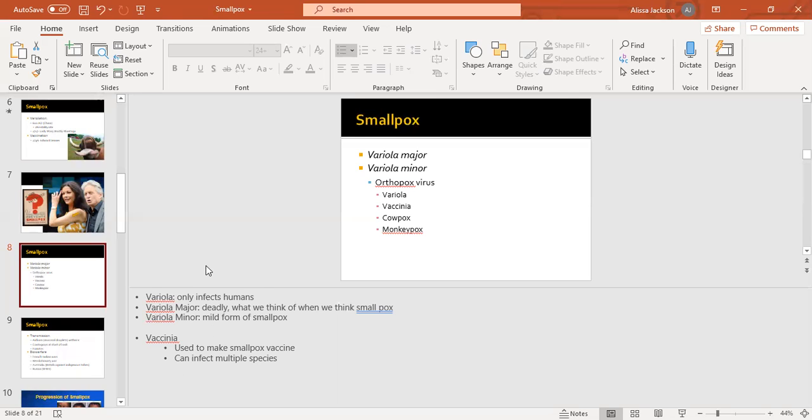Oh, okay. Well, this isn't that hard to memorize. Variola only infects humans. That's the major problem, the deadly form, and variola minor is the mild form of smallpox. Honestly, I looked at it and I was like, ooh, that looks hard, but it's not that hard.